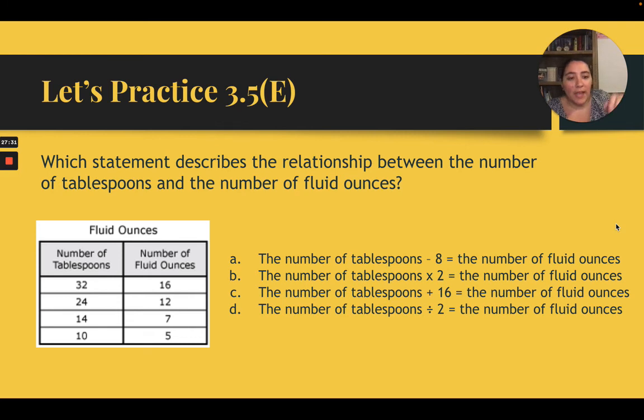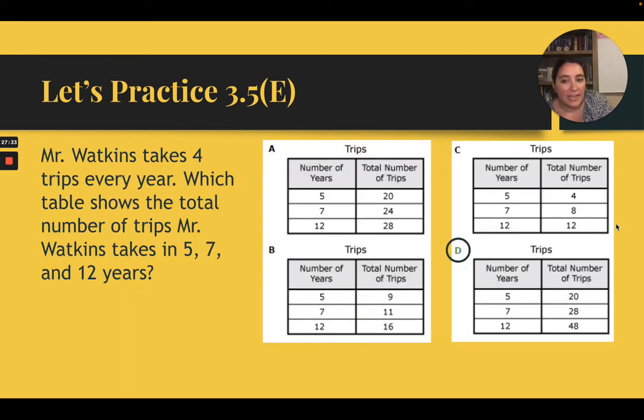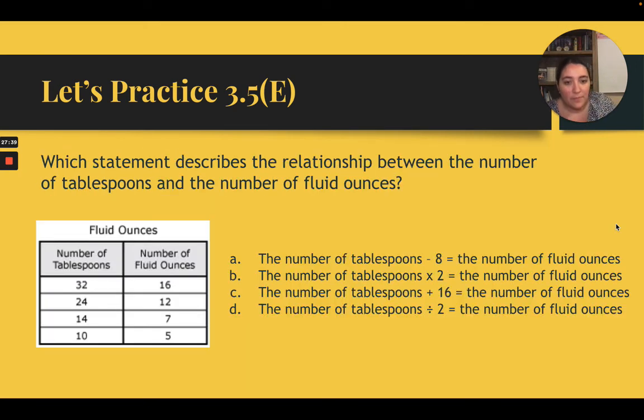Alrighty, so sometimes you have, like what we just had here, and you have to figure out which table represents the problem. You have to figure out the rule. Other times, you have options of the rule, and you have to match up the rule with the table there, not fill it in yourself like we were kind of just doing.